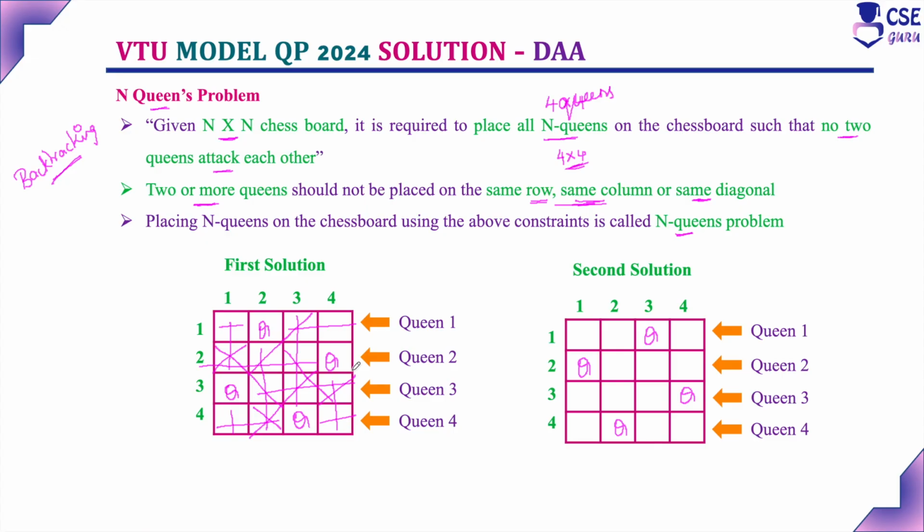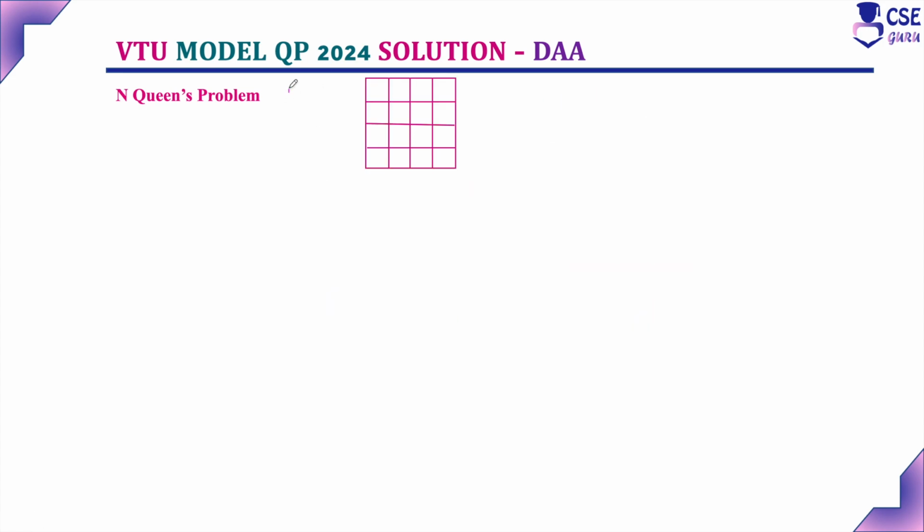Now we will construct a state space tree to solve the 4 into 4 queens problem. This is the state space tree we are going to construct. Whenever we are solving backtracking problems, we need to construct the state space tree. With that state space tree, we can implement the backtracking technique efficiently. So initially, consider the 4 into 4 chessboard. Here you have to place 4 queens such that no 2 queens are in the same row, same column or same diagonal. With this constraint, we construct the state space tree. Initially this is an empty 4 into 4 chessboard.